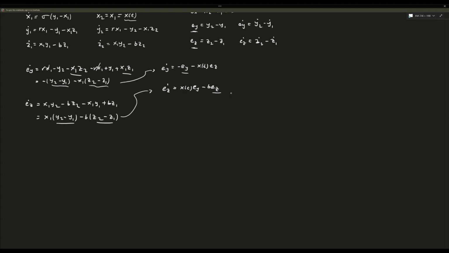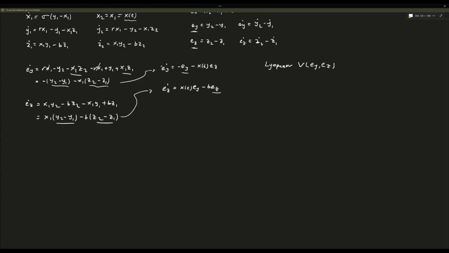We want to show that these two, ey and ez, are going to be converging for t going to infinity. One way we could do this is with a Lyapunov function V of ey, ez. If there exists a Lyapunov function, this is one way we can show that ey and ez are going to converge.